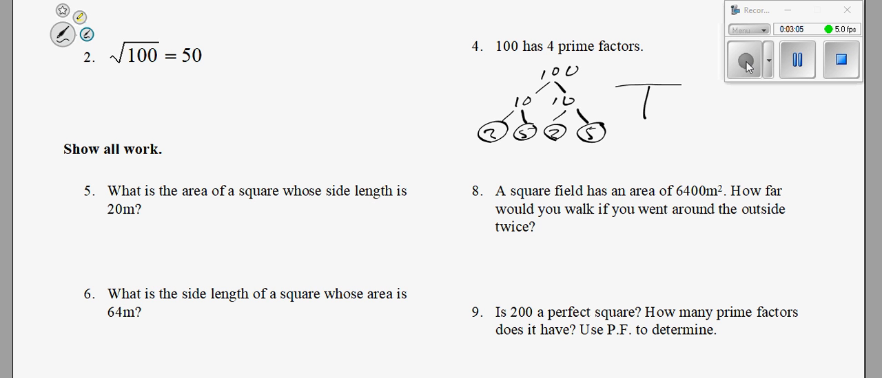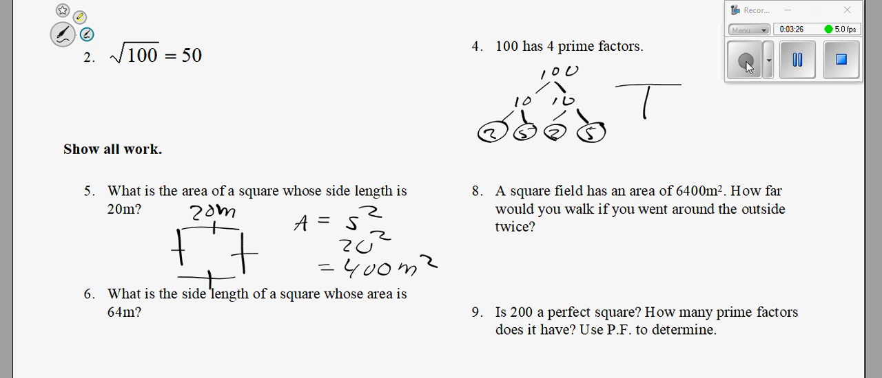Question 5, 6, 7, 8, 9, etc. are all just short answer questions. It says, what's the area of a square whose side length is 20 meters? So if you drew this, and you put your little lines here to show that that's a square, put 20 meters here. The area of this square, the formula for area of a square is side squared. So 20 squared. So 400 square meters is the area, right? The best way to show it would be, of course, utilizing your formula, squaring 20 and showing that it's 400.